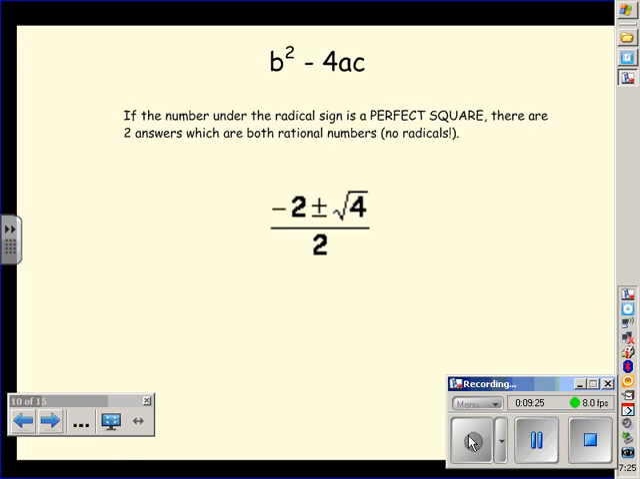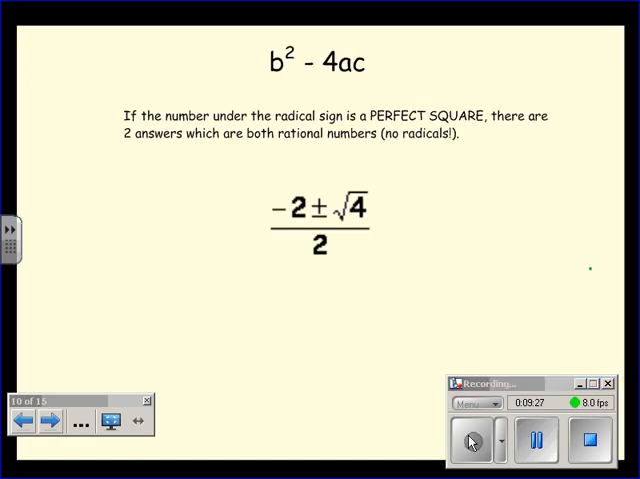The first thing we're going to look at is if the number underneath the radical is a perfect square, and that would mean that you're going to end up with no radical left. Remember that we will have two answers if underneath the radical is a perfect square. And the reason is because we come up with two separate equations.